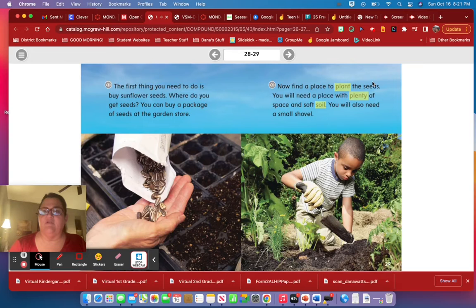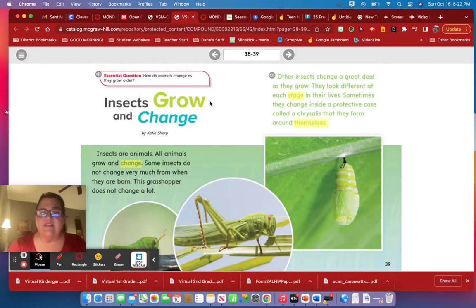Soil. Okay, so those are the three words that we're going to focus on from our first story: plant, plenty, and soil. And those will be in an assignment in ConnectEd, so you can watch those there also. And then on Wednesday and Thursday, we're going to look at this story: insects grow and change. And we have two vocabulary words in this story. There, you're going to see several words highlighted, but we're not going to do all of them. We're just going to do a few.